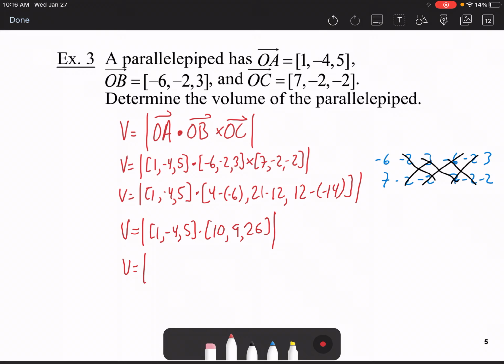Okay, this turns out to be 10 minus 36 plus 130. Because I got the absolute value signs on here, or the magnitude signs, this just tells me it's 104 units cubed. And there's my volume.